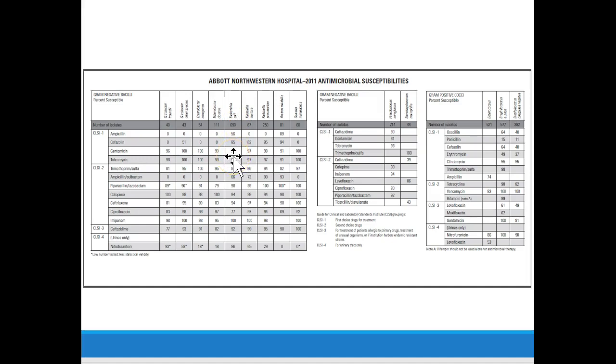Let's go down to nitrofurantoin. So see, nitrofurantoin is 96% susceptible. That means that only 4% of strains are resistant or intermediate. That's pretty good. Most cases we don't, for example, this last urine culture, we could see that that's an anomaly.